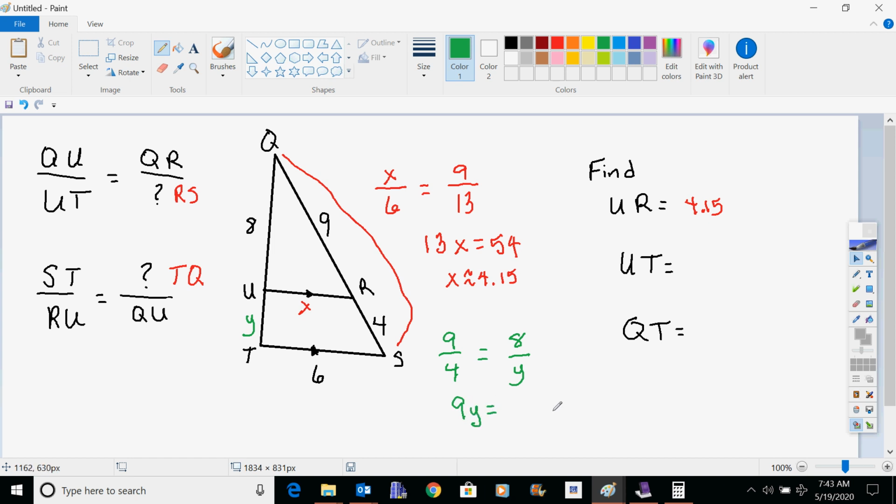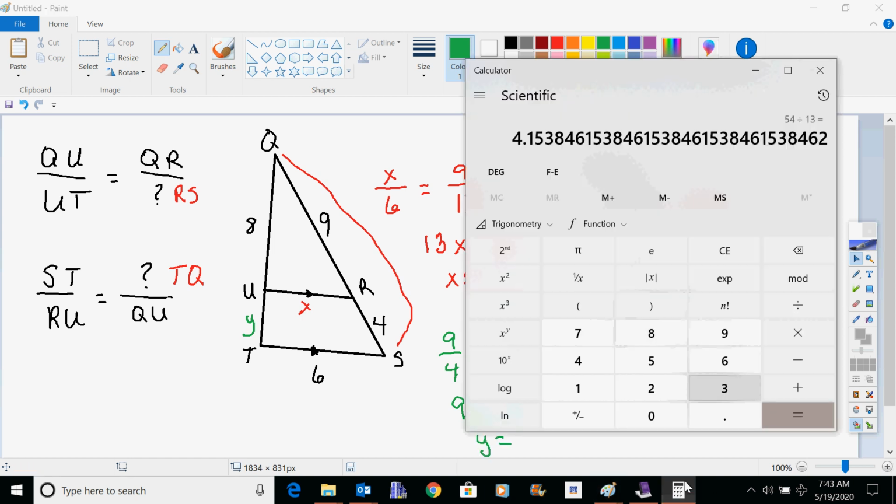9y equals 32. Divide by 9 on both sides. So 32 divided by 9. Once again, I'll let you go ahead and do decimal approximation, 3.56.